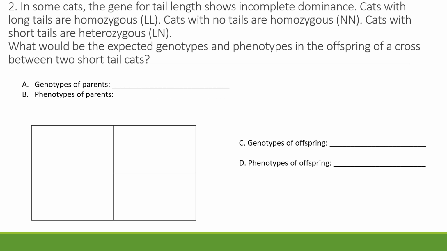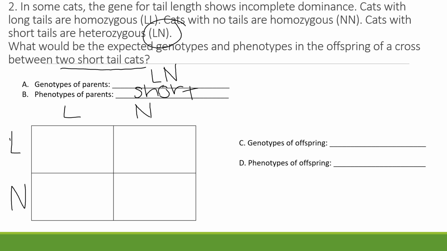Your question is, what would be the expected genotypes and phenotypes in the offspring of a cross between two short tail cats? Okay, so both of our parents are short-tailed cats. So if we look back into our example, cats with short tails are capital L, capital N. That's our two alleles. And we know the phenotype is short because that's the question that we're trying to answer. So both parents are LN, LN.